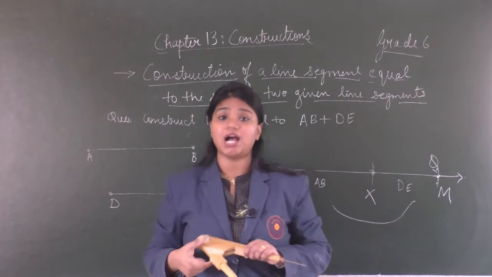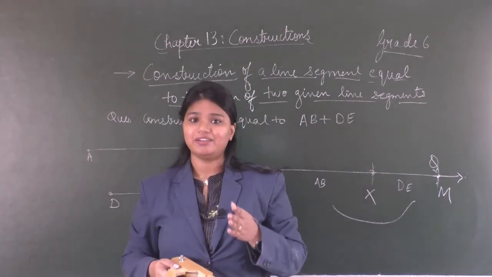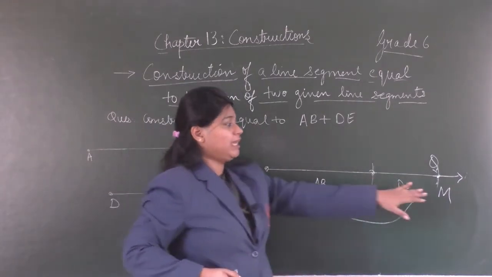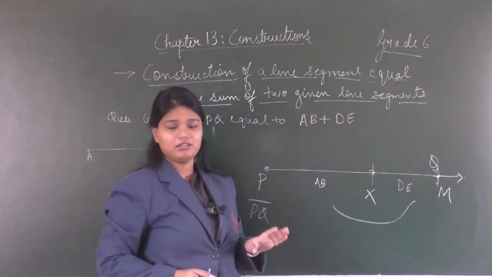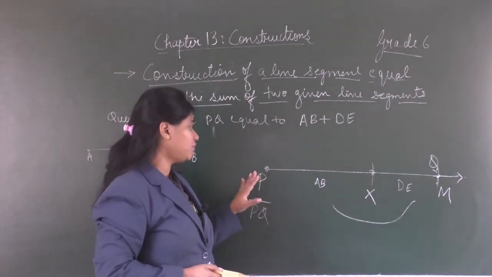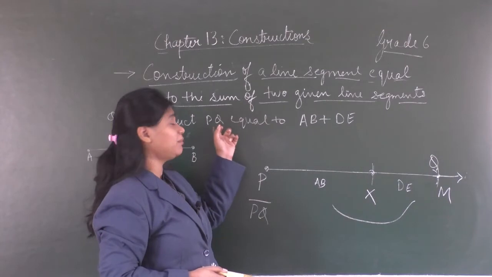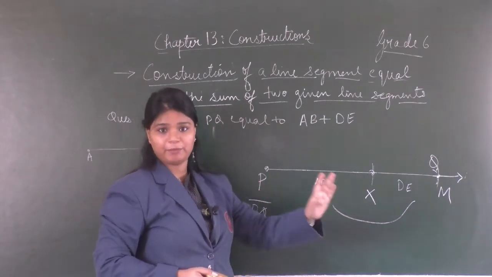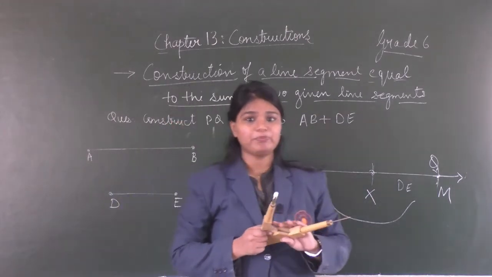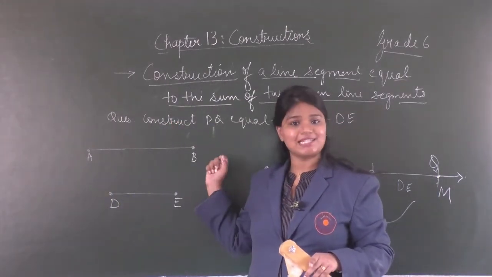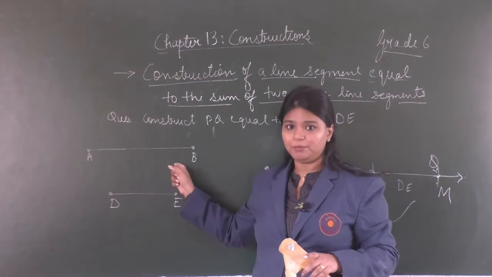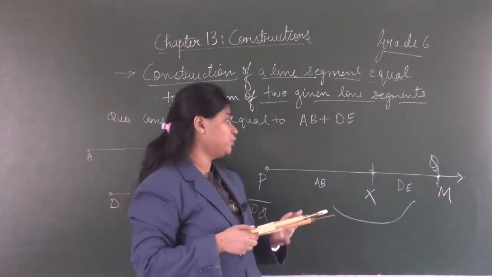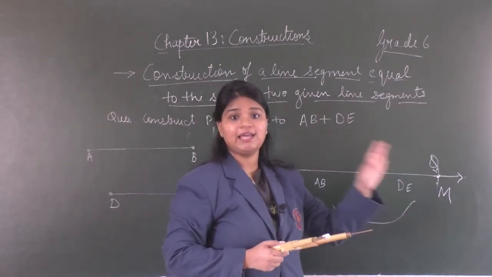First step, you will draw a ray named PM, or any name of your choice. The name should be given as per the name in the question. Okay, so I have drawn a ray named PM. Next, you will take your compass and measure the first line segment. Okay, so I will measure AB, and with that measurement you will cut an arc on the ray PM.